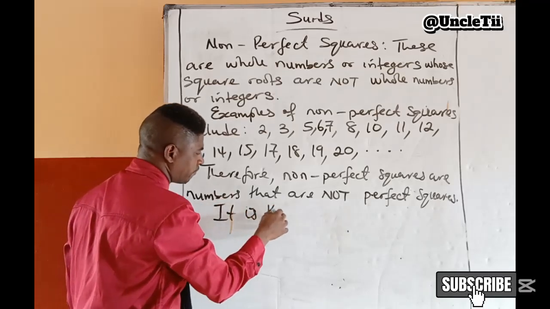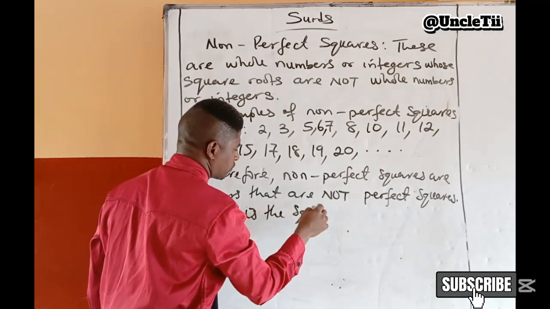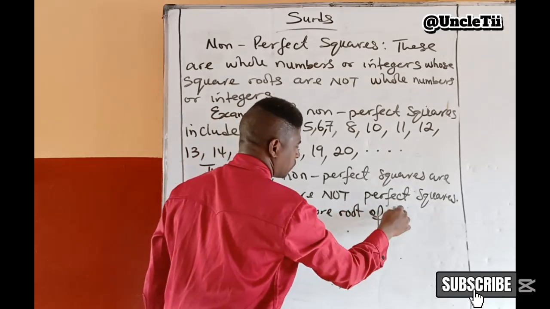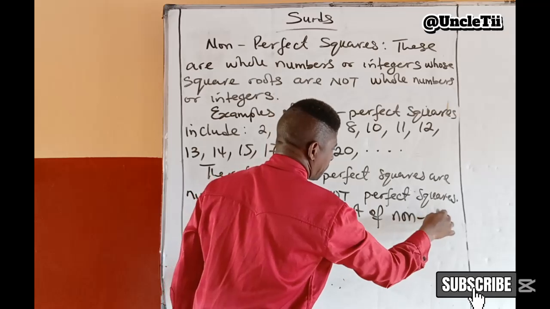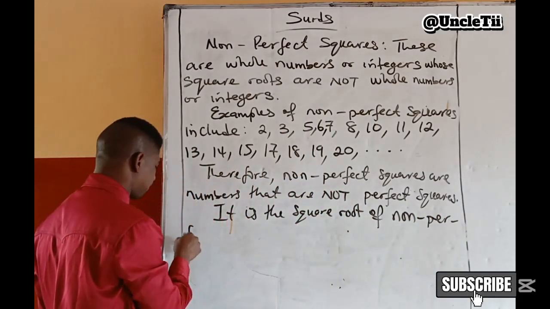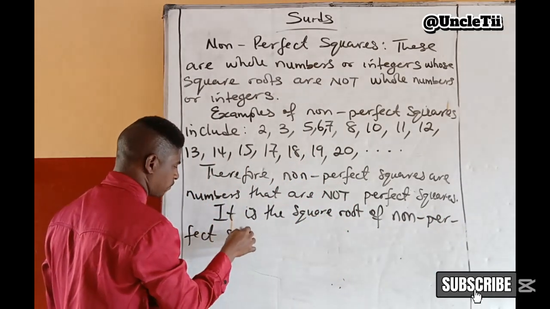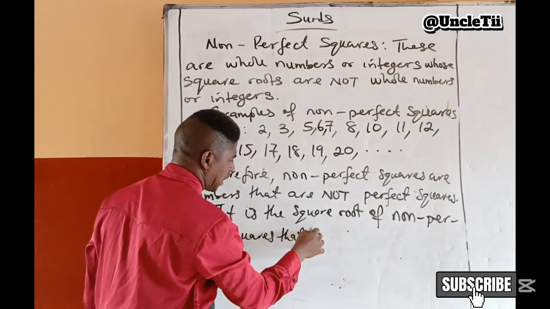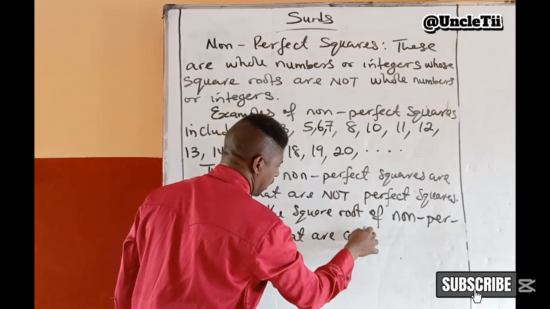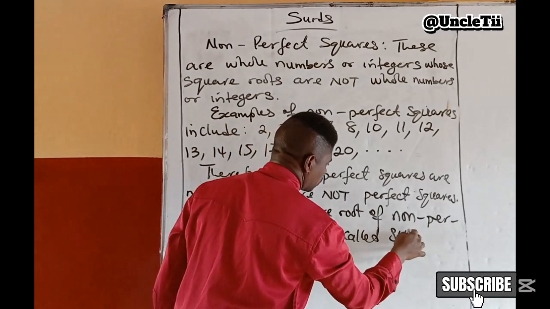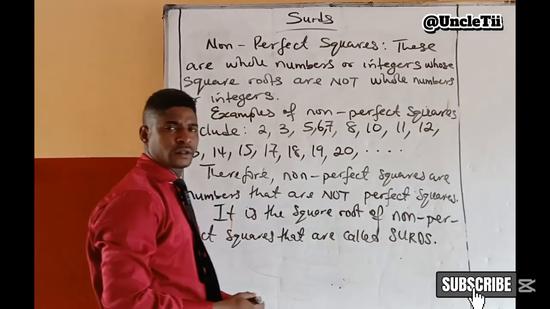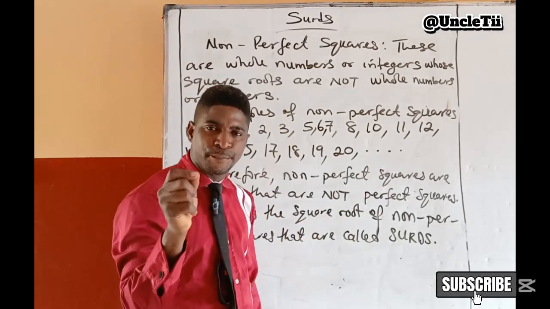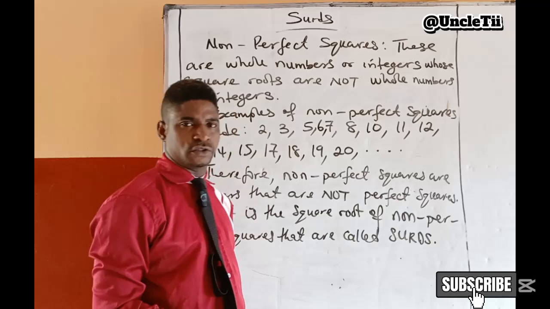It is the square root of non-perfect squares that are called surds. The square root of a non-perfect square produces a surd.